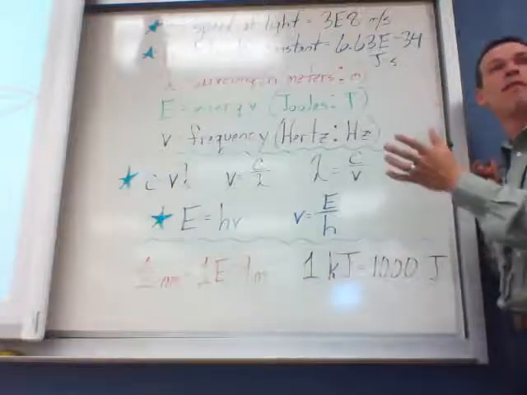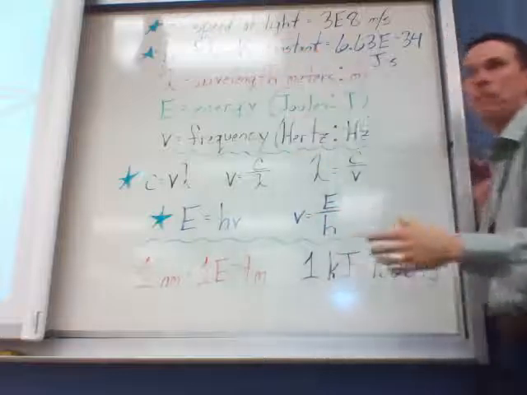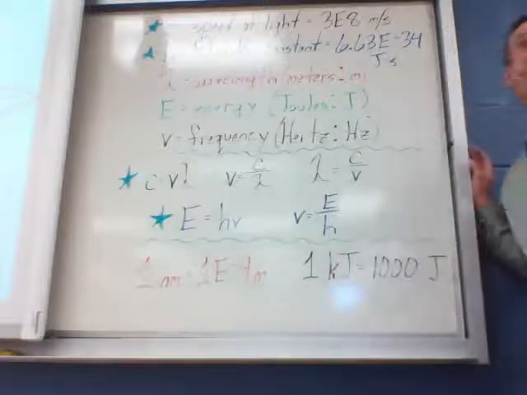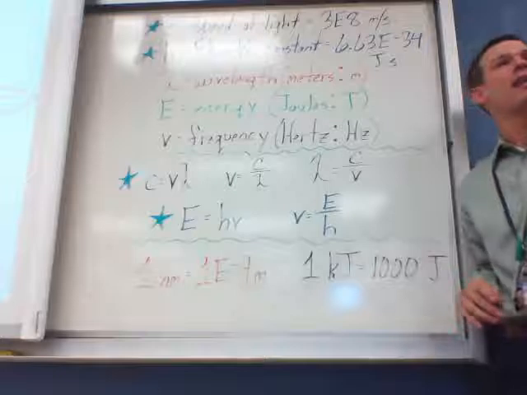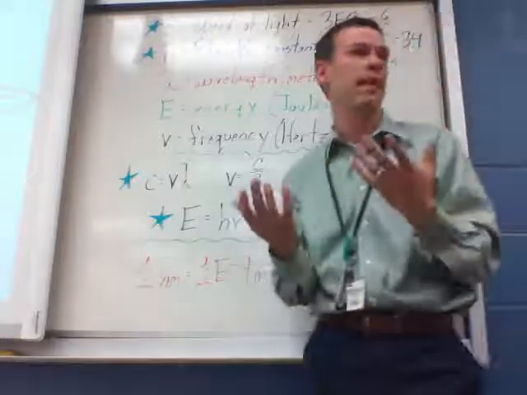That's the smallest number that I've ever shown you in this room. It says to slide that decimal to the left 34 times. That's a bunch of zeros. Guys, the amount of energy in a flash of light is very small, very minuscule. And it's actually really important that it is.